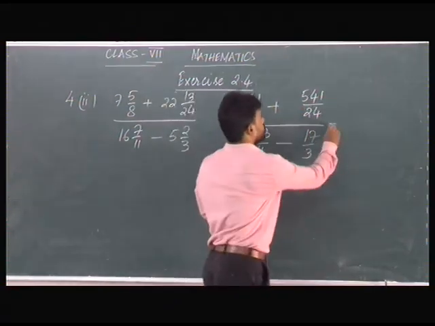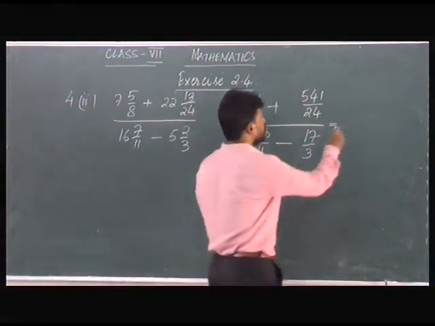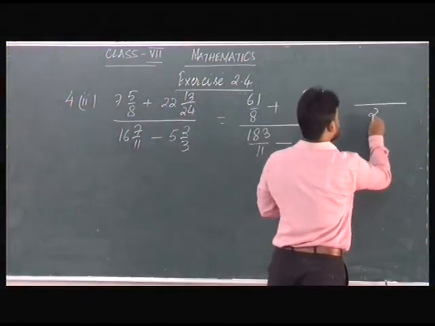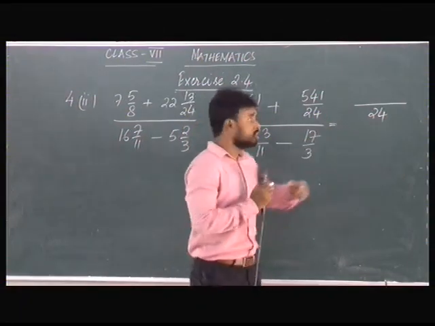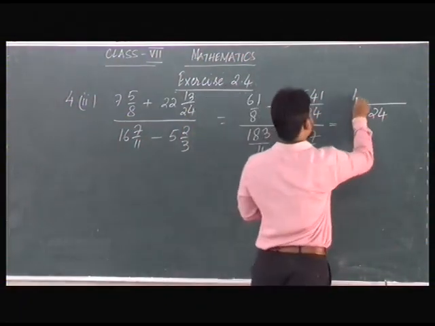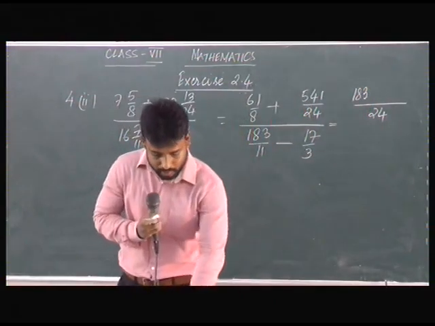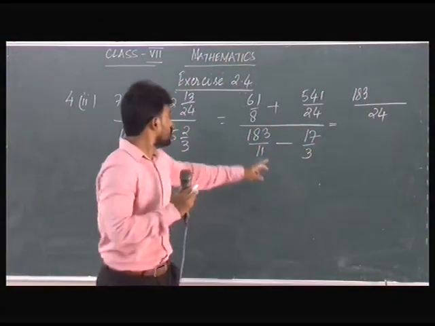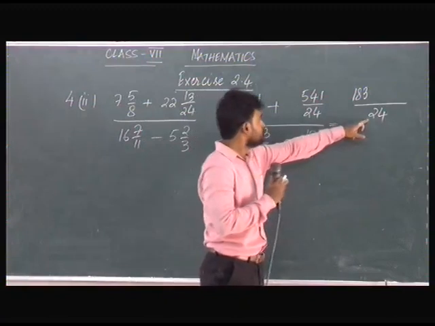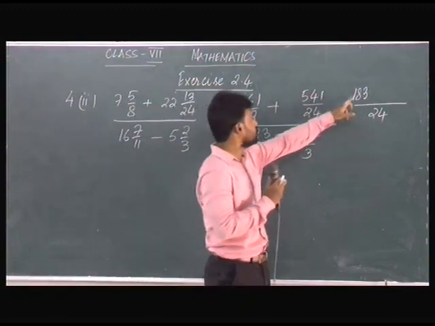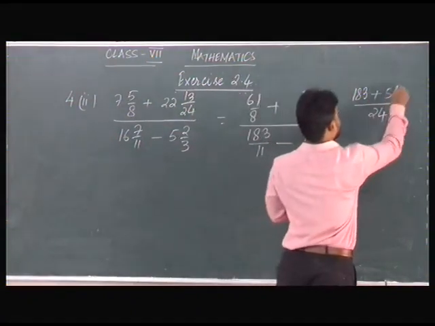So here we'll take out the LCM of 8 and 24, and that will give you 24. 8 will go 3 times, 3 into 61 will give you 183. 24 goes 1 time, 1 into 541 will give you 541.